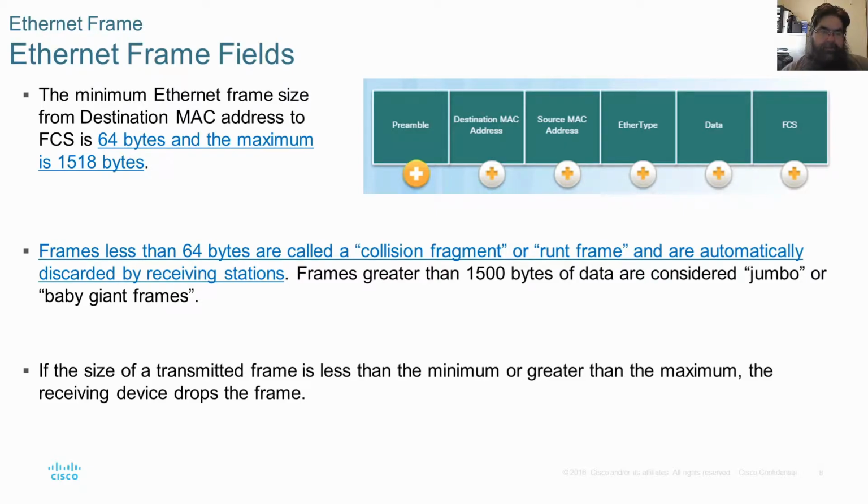Your frame size can range between 64 bytes and 1518 bytes. Now, normally the average size is set to 1500 bytes. So anything over 1500 bytes will be considered a jumbo frame and discarded. Anything under 64 bytes is regarded as a runt, or where a collision has occurred, and will be discarded as well.